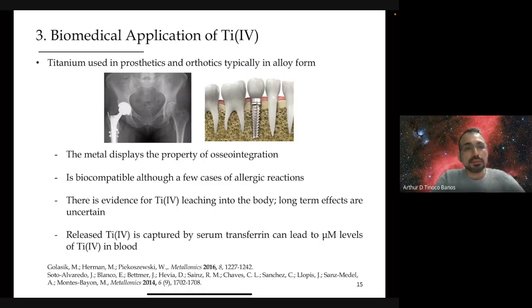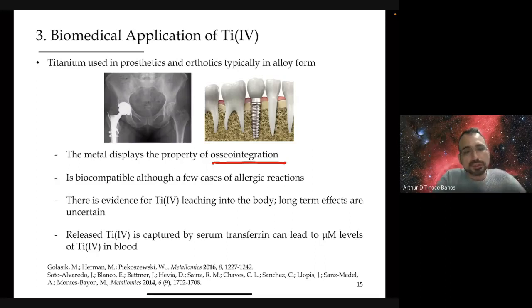And that is because titanium is widely used in prosthetics, implants, and typically is not in a pure titanium form. It's typically in an alloy form with other metals. So the reason for the incorporation of titanium is because it displays this property known as osseointegration. Right? So basically it is a biocompatible metal that can stimulate growth. Because of its biocompatible nature, it is believed to be something that would not necessarily generate allergies, although there are a few cases of allergic reactions, although it's not entirely clear if it's necessarily metal prone.